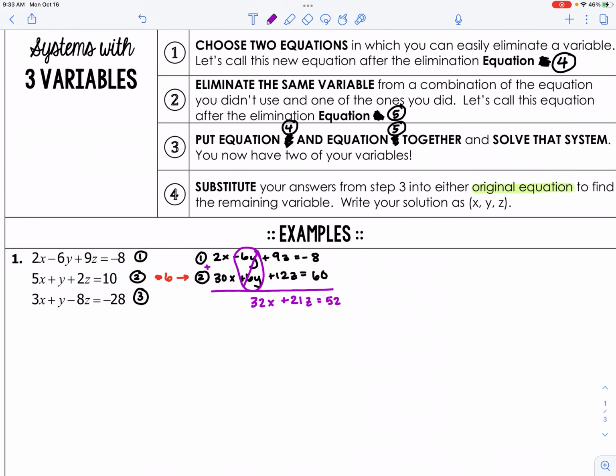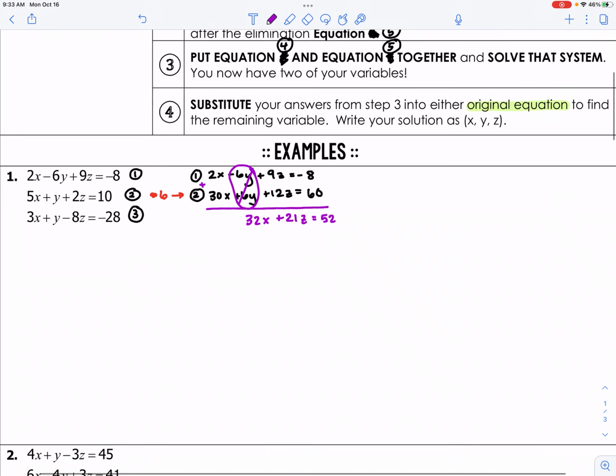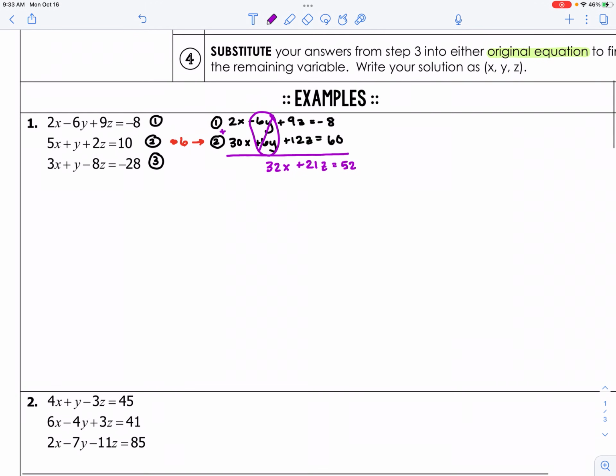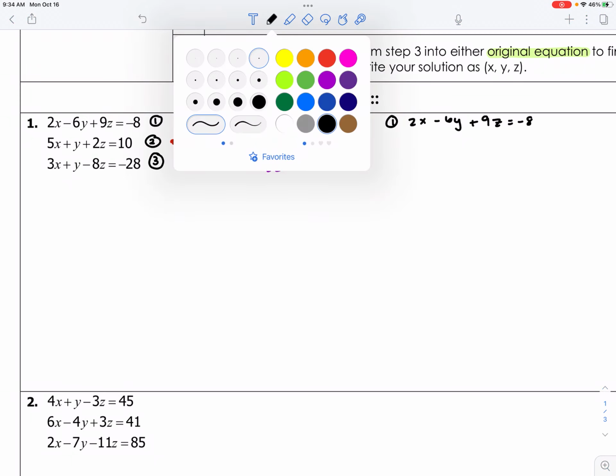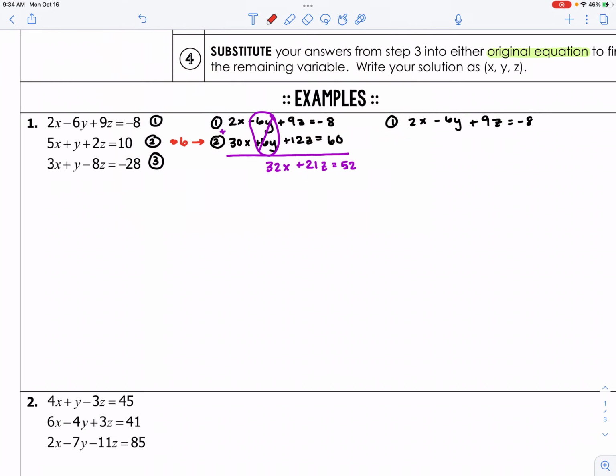We're going to eliminate the same variable, but we're going to use two different equations. So I used 1 and 2. Well, 2 and 3 are very similar in the sense that they both have these y's here. So I can use 1 and 3 to also eliminate that y variable. So here, what I'm going to do is use equation 1, 2x minus 6y plus 9z equals negative 8. And then I'm going to multiply my third equation, again, by 6.